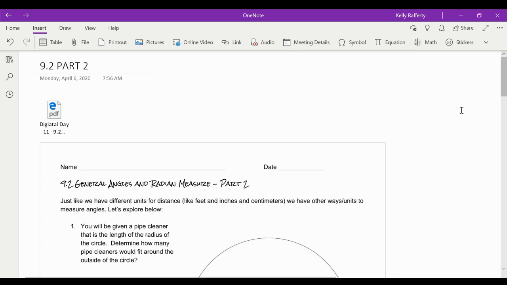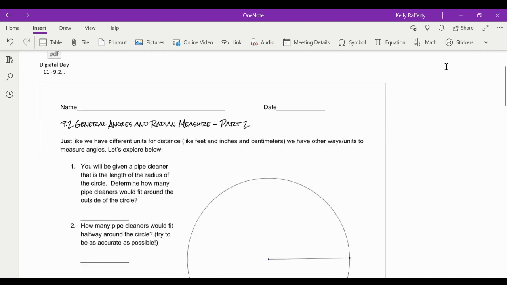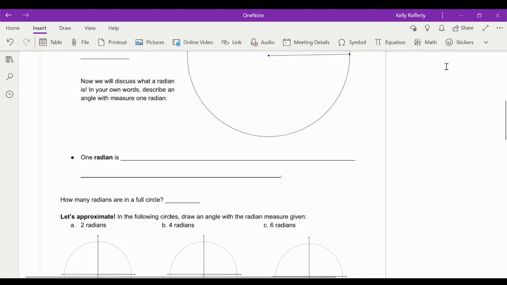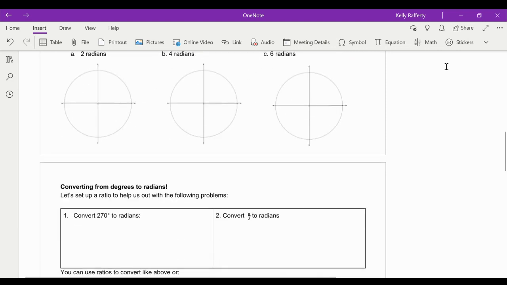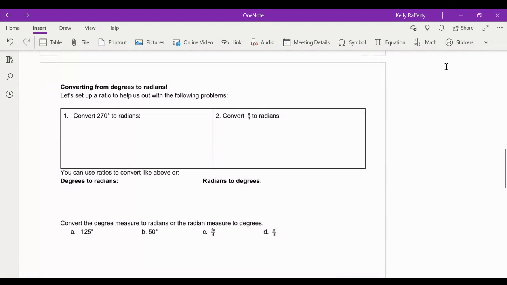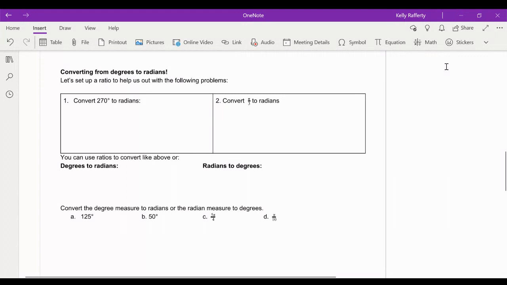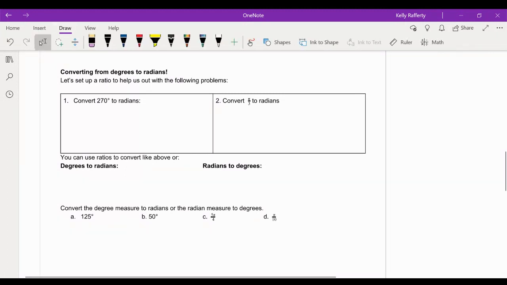Okay, guys, continuing on with section 9.2, we're going to find out about radian measure today, and hopefully you watched the little intro video or had our radian intro. We're going to skip right down on this worksheet. This is kind of an intro to radians, and these notes are posted, or I have talked about that information. I'm going to skip right to converting from degrees to radians and vice versa here.